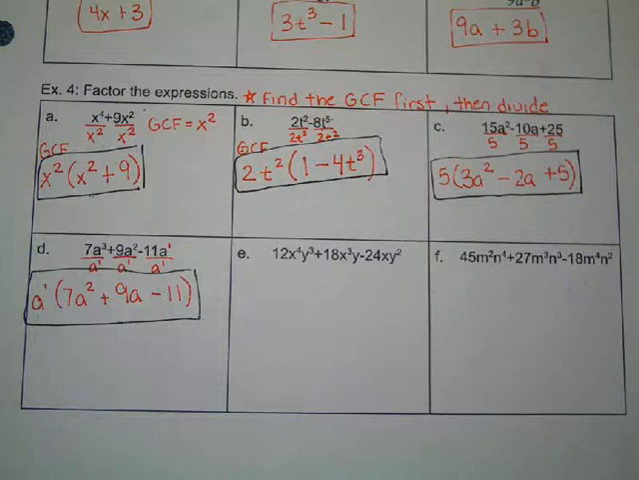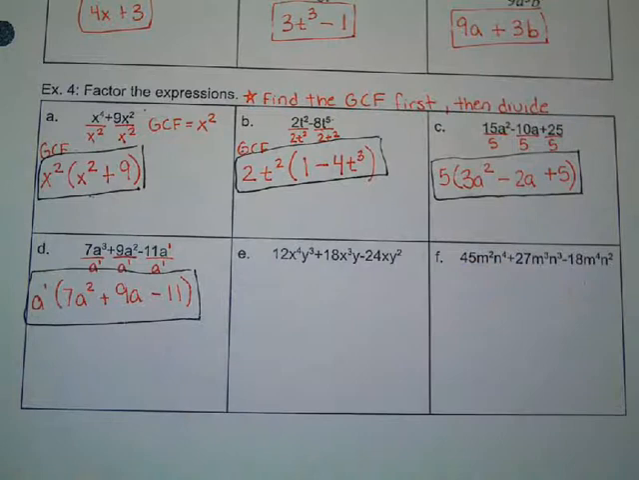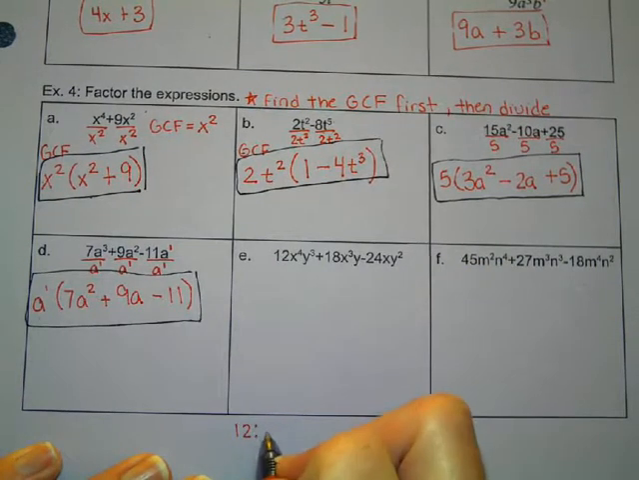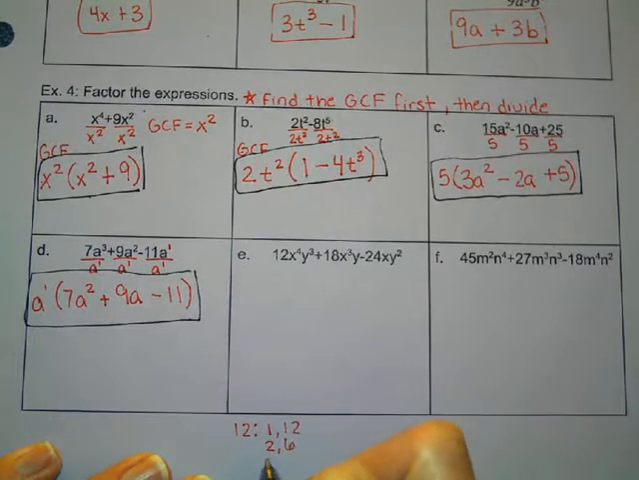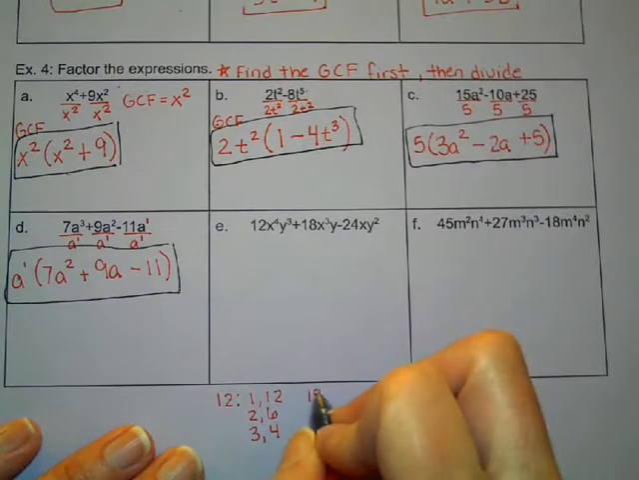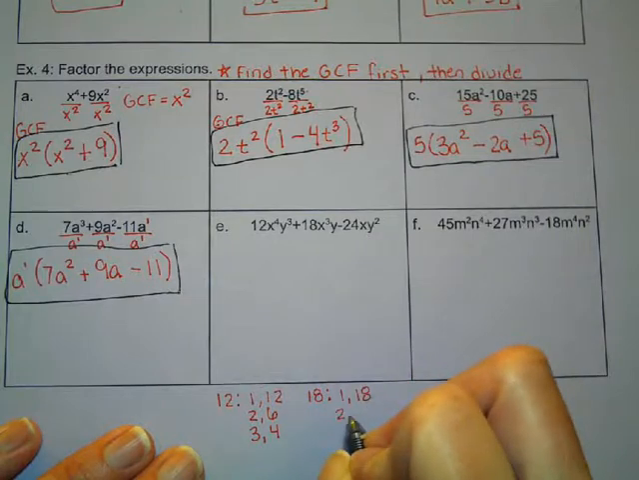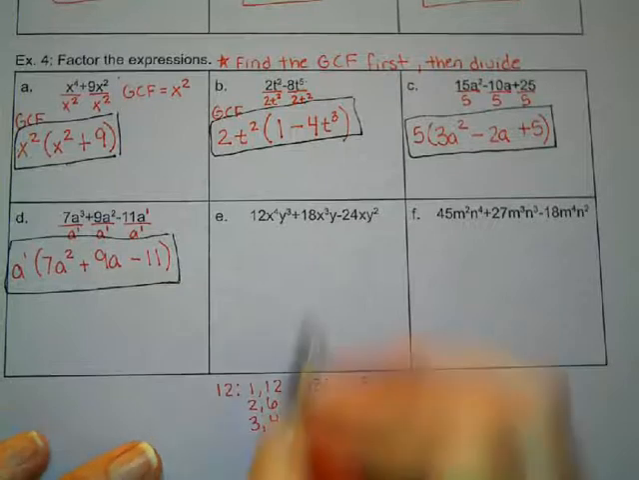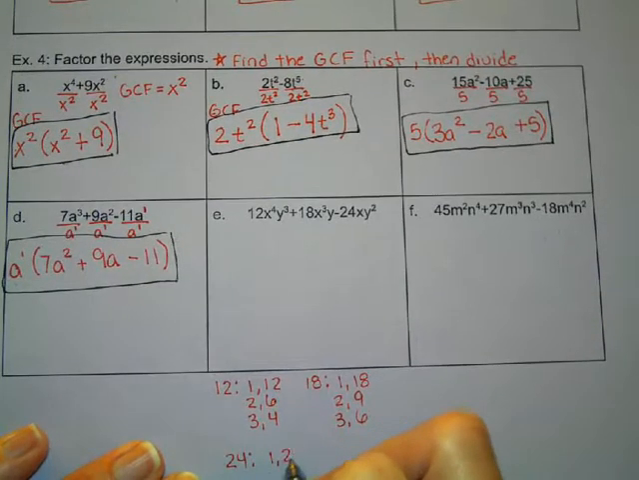So these can all be divided by 2, but the thing is, the number 12, you could say that's 1 and 12, 2 and 6, 3 times 4. And you have the number 18. 18 has a lot, too. 1 times 18, 2 times 9, 3 times 6. And we have the number 24. 1 times 24, 2 times 12, 3 times 8, 4 times 6.